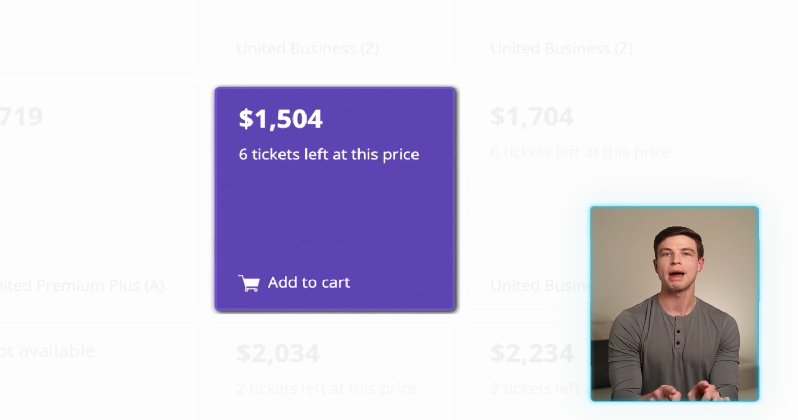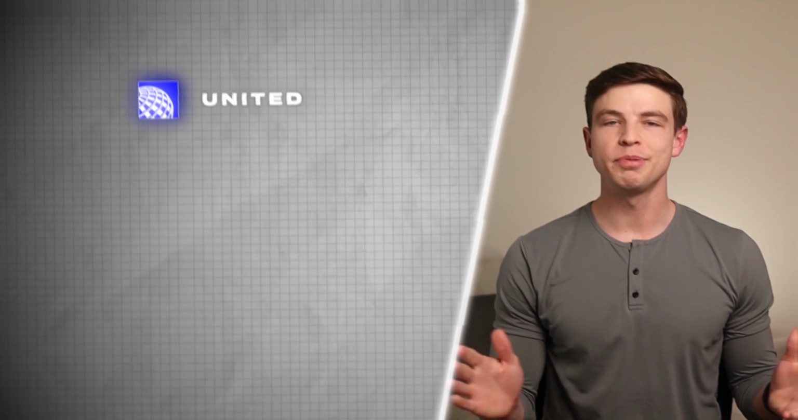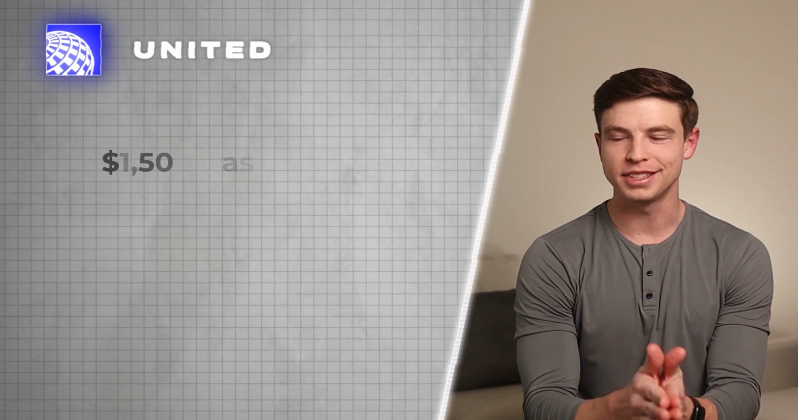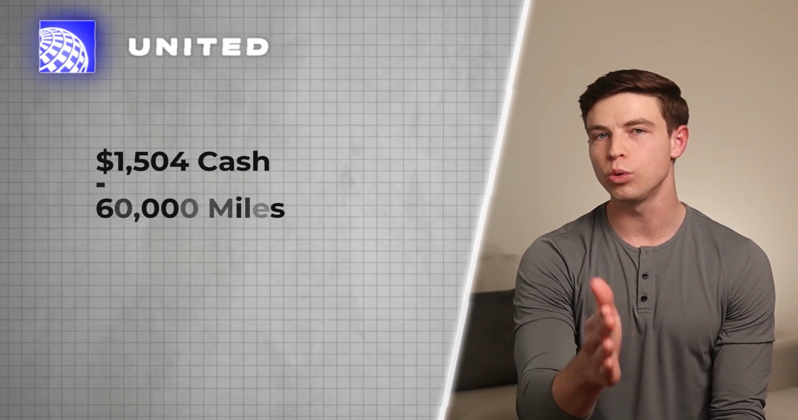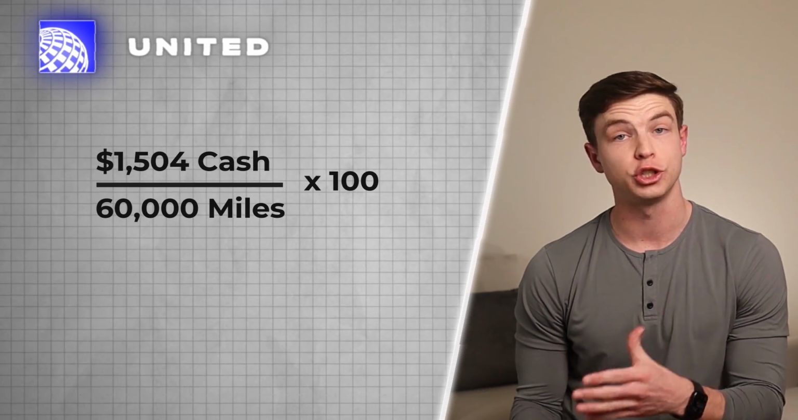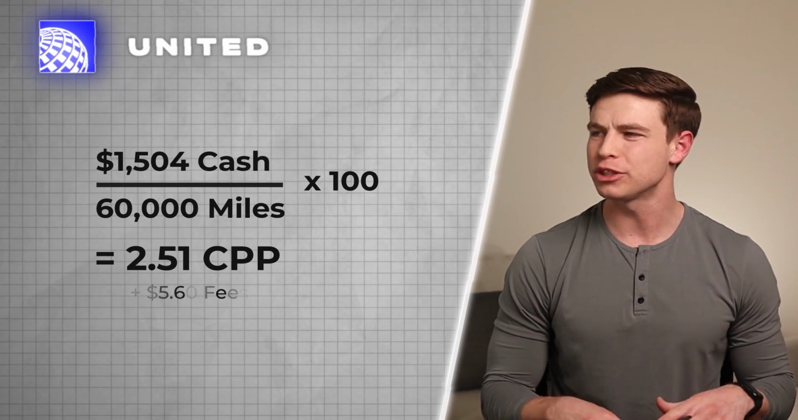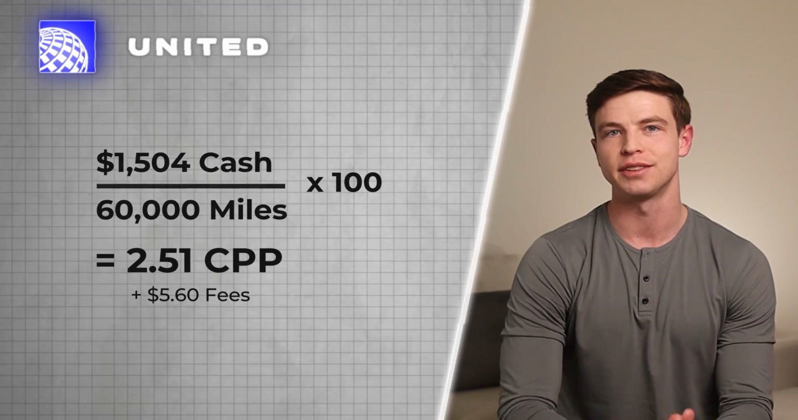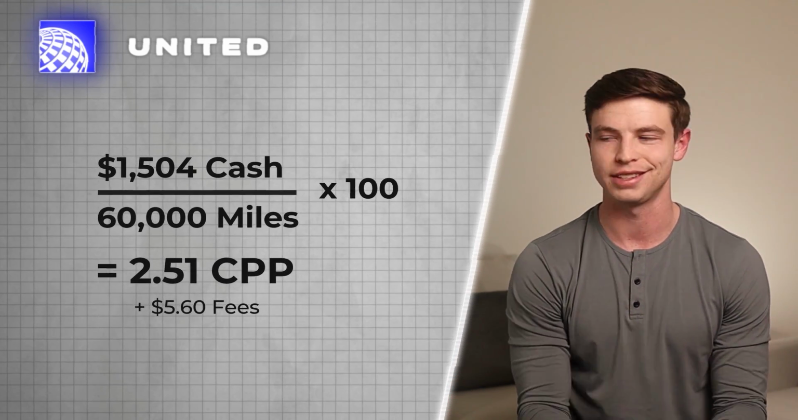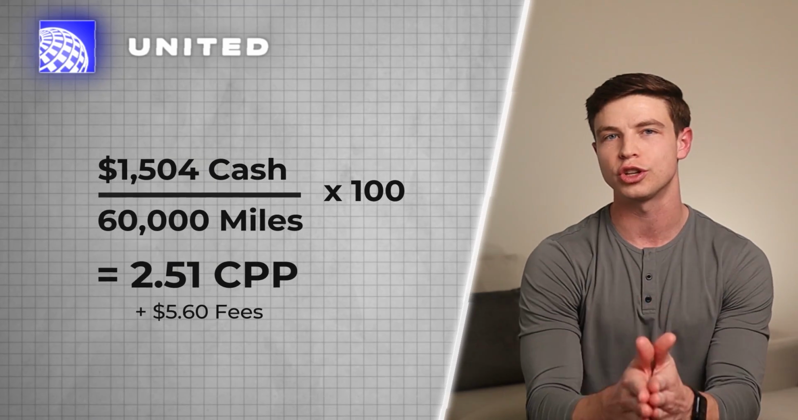So let's do some quick math here to see if that's a good deal. The simplest way to do this is to take the cash price of $1,504 and divide it by only the miles required of 60,000 to get 2.51 cents per point. And then we can just view the extra $5.60 in taxes and fees as a very small extra cost that doesn't really matter in this case because it's such a small amount.